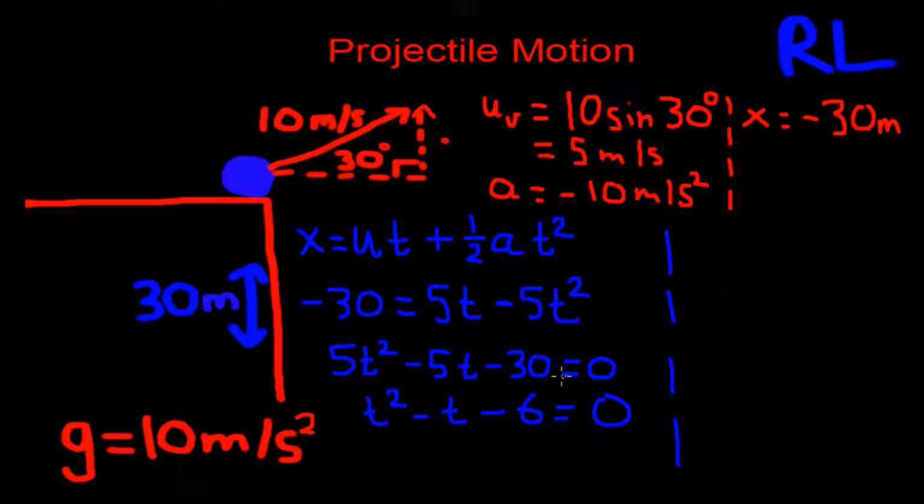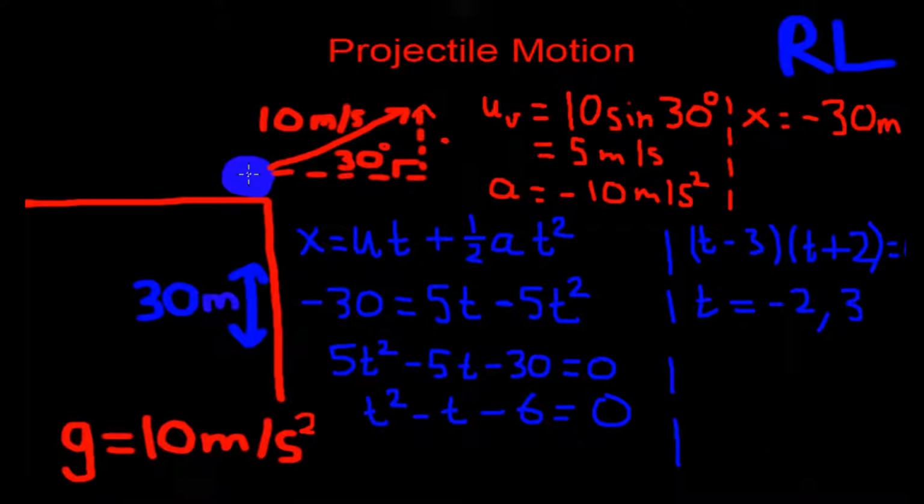Moving up over here, we now just need to factorize this. So we know that 3 and 2 go into 6, and 2 minus 3 will be negative t. So we're going to have (t minus 3)(t plus 2) equals 0. And then therefore t equals either negative 2 or 3.